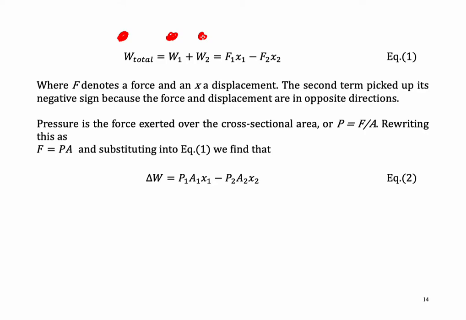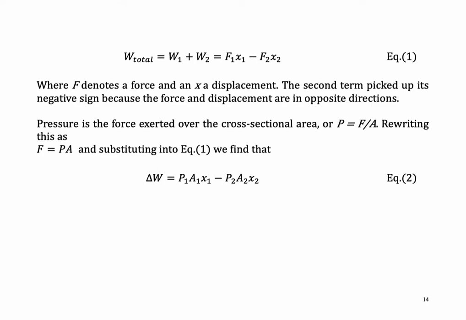So work can be described as force times displacement. So we could write F1 x1 minus F2 x2. So why do we have a minus F2 here? Because it acts in the opposite direction. So in this equation, equation number 1, where F denotes a force and x a displacement, the second term picks up its negative sign because the force and displacement are in opposite directions.